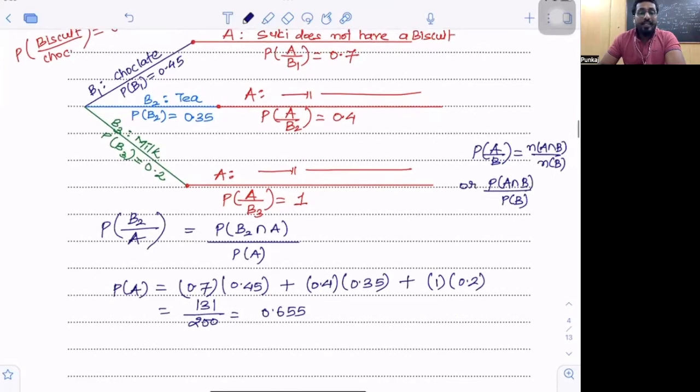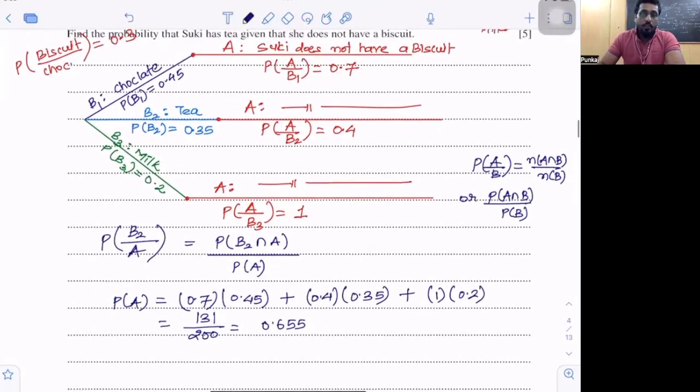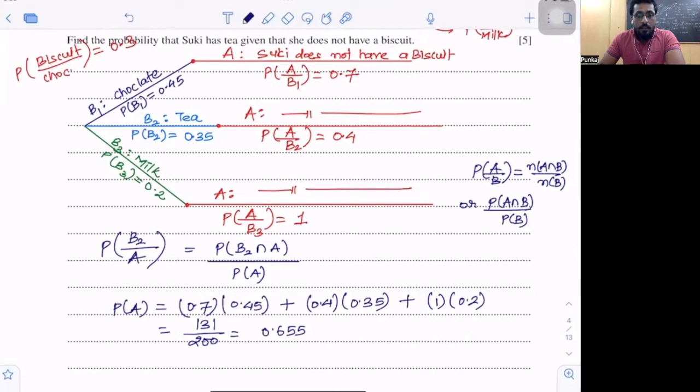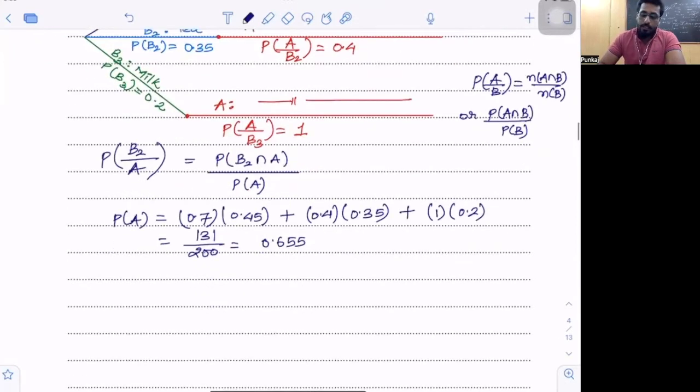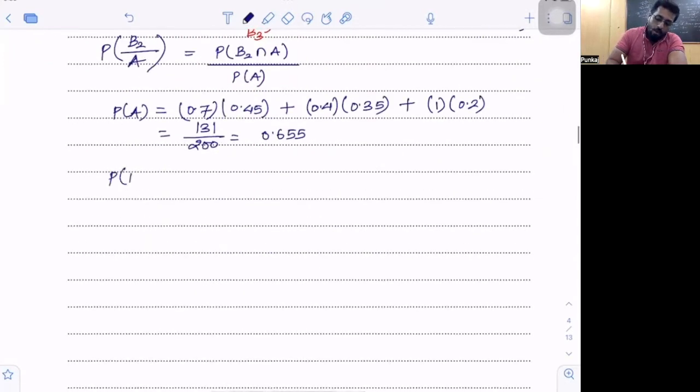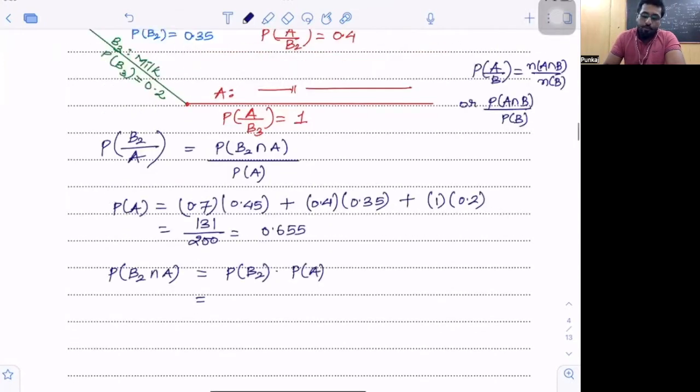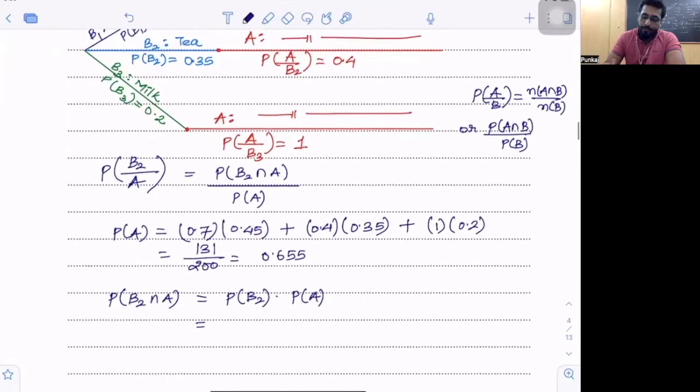Now, B2 intersection A, that means what? She had a chocolate, not chocolate, what? B2 is for tea, sorry. So she had tea and she does not have a biscuit. So it's probability of B2 intersection A. So that's probability of B2 times probability of A. So what do I get here? What is probability of B2? So it is 0.35.